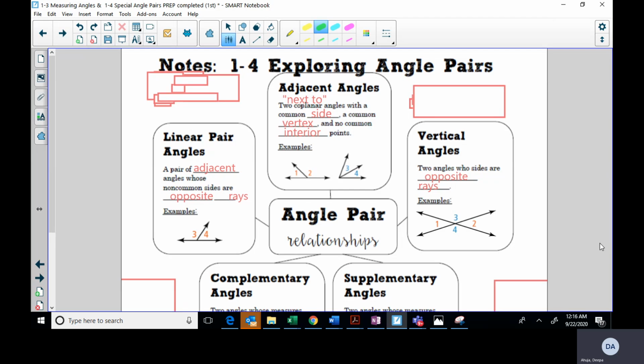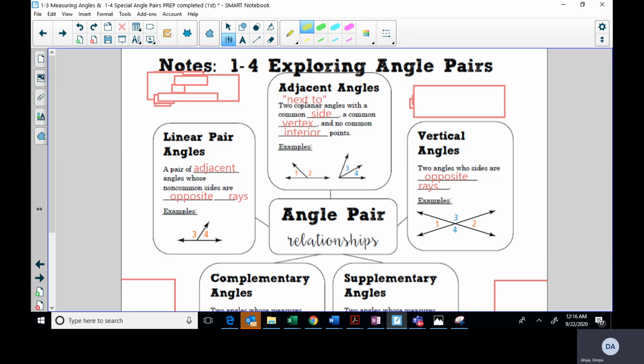Most of the information has already been filled in for you. You have to fill in the key points and draw the examples. Now, number one, these four topics deal with special types of angles which will be very important for the rest of the semester. So today we will start with adjacent angles.